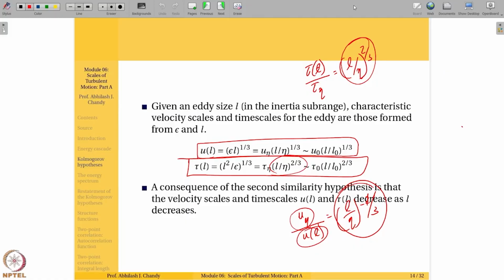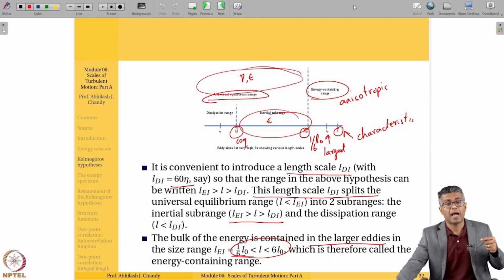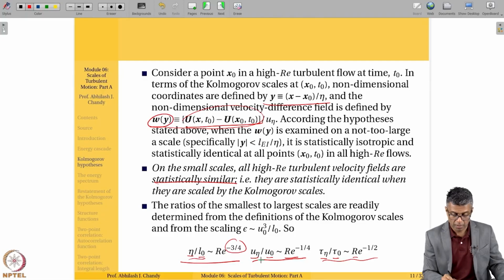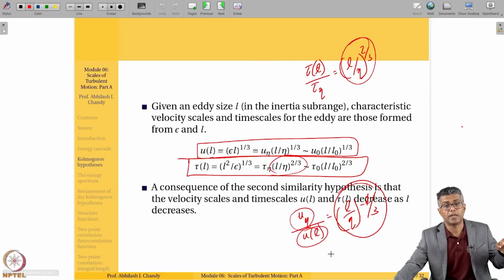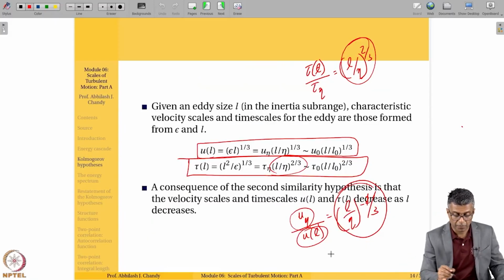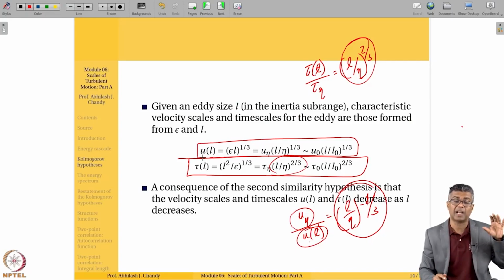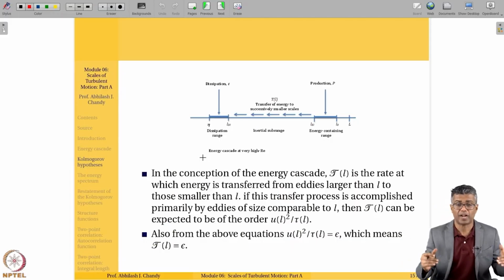And as a result, we derived some relationships in terms of the smallest length scale to the largest length scale, which was this one. And also in terms of the inertial subrange, we had derived this one. So U eta over UL, right? So UL, the velocity scale associated with the length scales in the inertial subrange. So we derived all that. What's next? Let's now look at the transfer of energy.